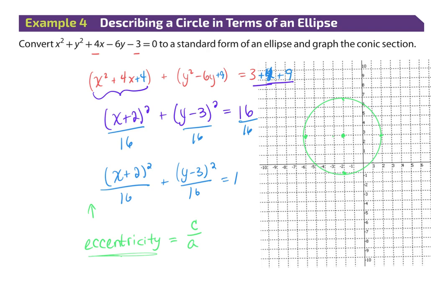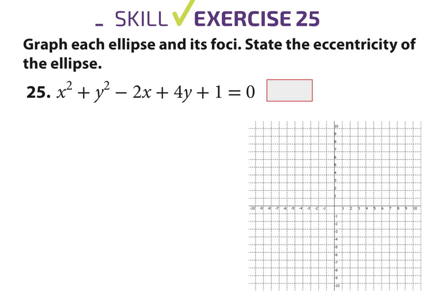All right, so on this next problem that I'm going to have you do, you're going to get this in standard form and graph it, and then you're also going to tell me that value there, that ratio between the distance of the focus point and the distance of your major axis or your first vertice.